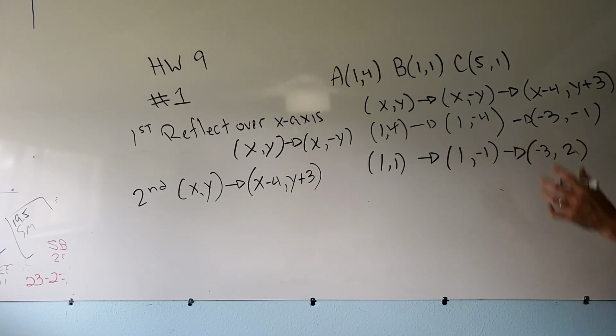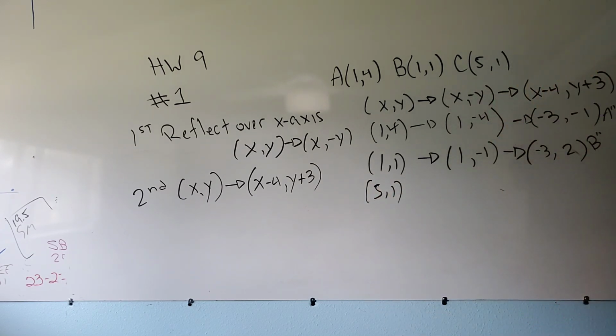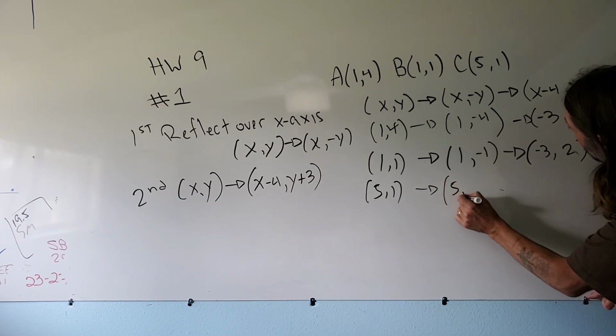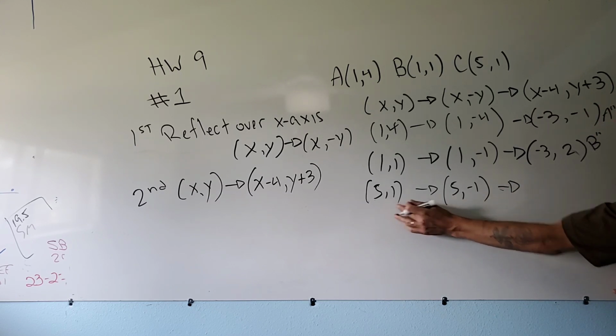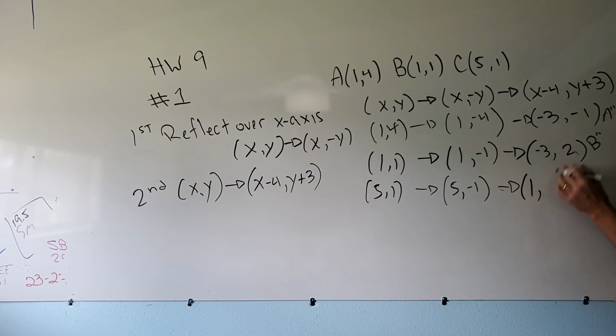And I'm sorry, I should have written this. This would be A prime. This is A double prime. This is B double prime. And let's see, let's do the C value here. So I switched the sign of my y value. Now I'm going to take away 4 from my x value, so I'm at 1, and then I'm going to add 3 to my y value, and I'm at 2. So this is my C prime.